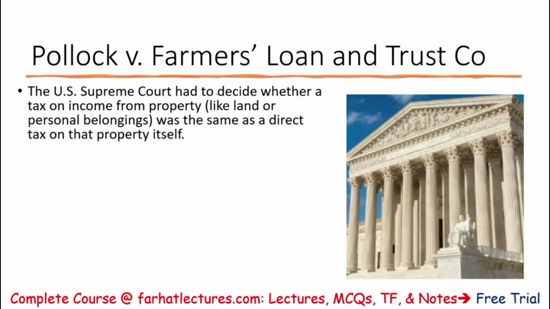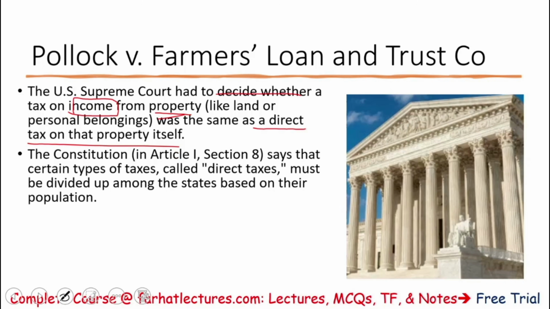The US Supreme Court had to decide whether a tax on income from property, like land or personal belongings, was the same as a direct tax on the property itself. Why is this important? Because the US Constitution, Article 1, Section 8, states that certain types of taxes called direct taxes must be divided among the various states based on their population. So it has to be apportioned, proportional. The argument was that now you are taking more taxes from us on income from property, and we are paying more because we have more income. You violated Article 1, Section 8.